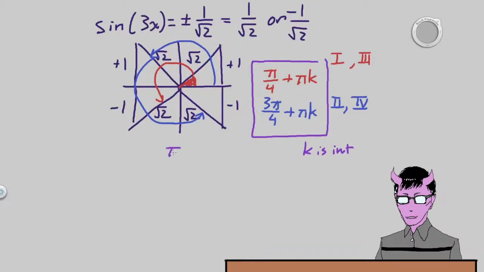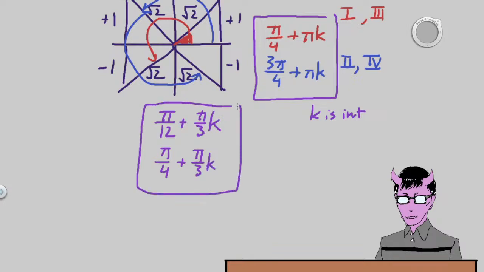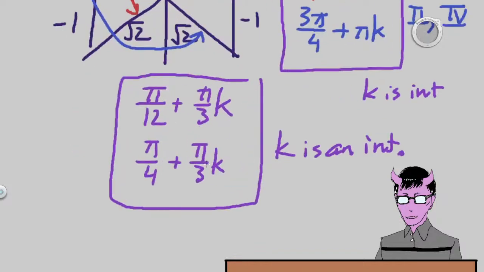So final answer is pi over 12 plus pi over 3k. And then answer number 2 is going to be 3 pi over 12, which simplifies into pi over 4, and then plus pi over 3k. So these ones should be correct. K is an integer. Alright. So now it should be good. This should be the final answer for the problem, but now let us check.